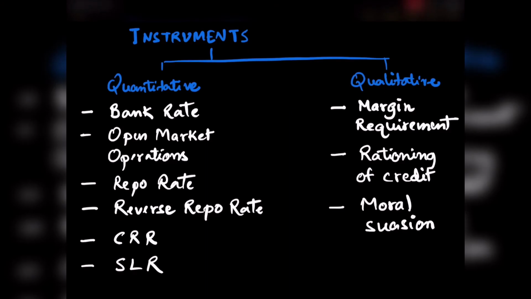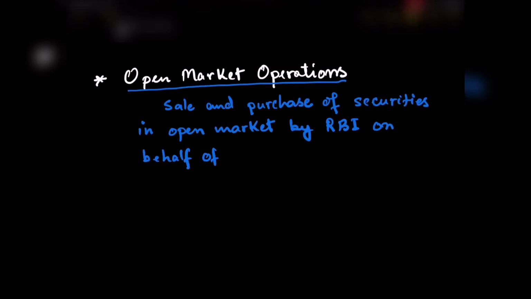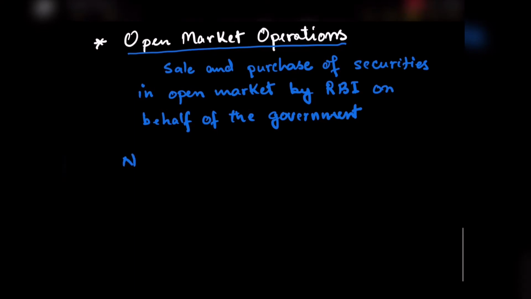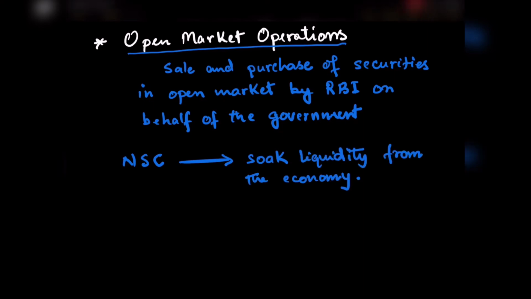Now let's come to the second quantitative instrument, which is open market operations. Open market operations refer to the sale and purchase of securities in the open market by the RBI on behalf of the government. By selling government securities like National Savings Certificate, most commonly known as the NSC, RBI will soak up, or absorb, liquidity from the economy.